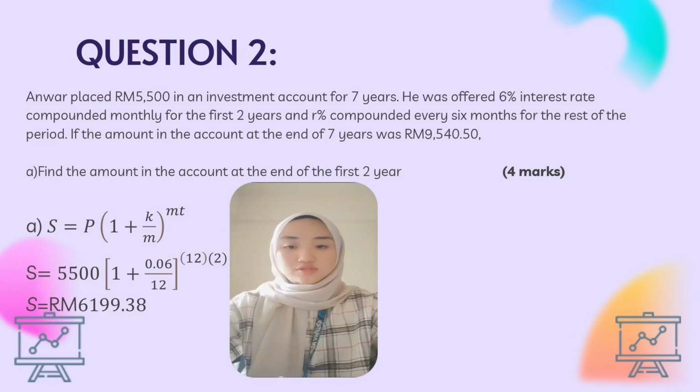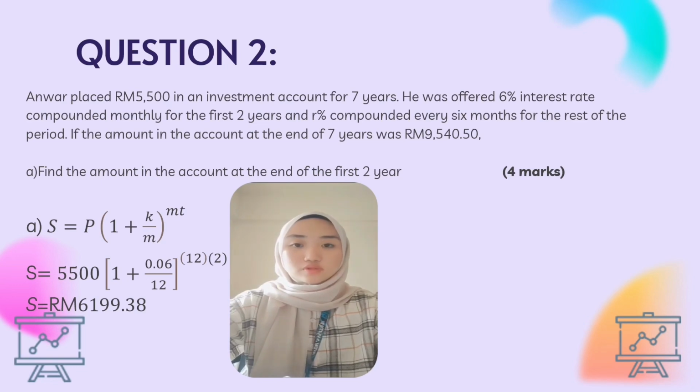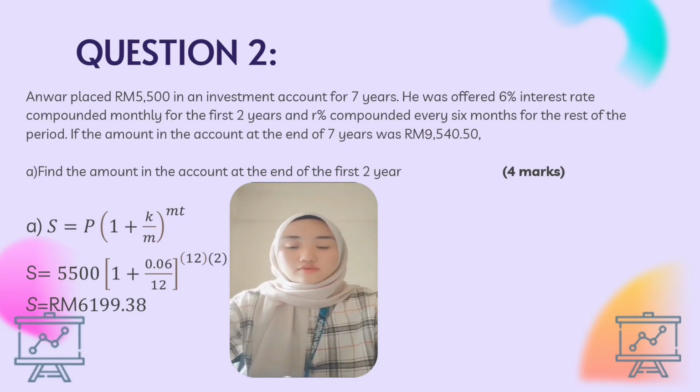My name is Christina. So we are now here for question number 2. From the question, they give us the information: T equals 7, M equals 12, K equals 0.06, P equals 5500, and S2 equals 9540.90.